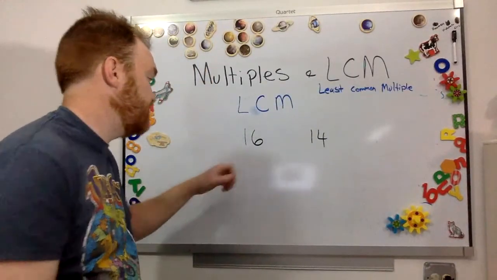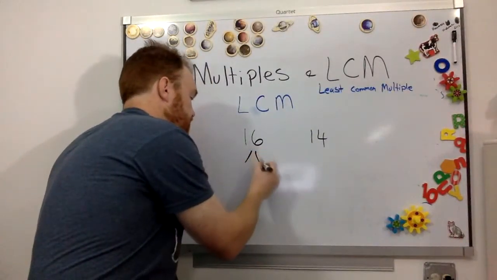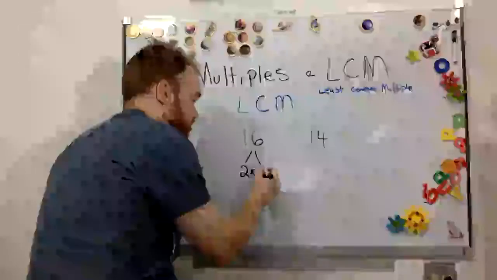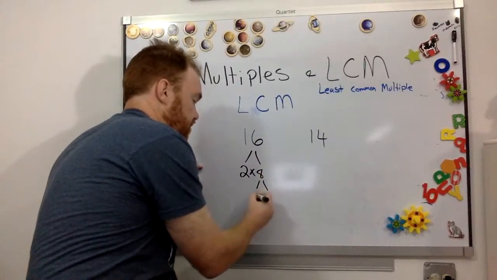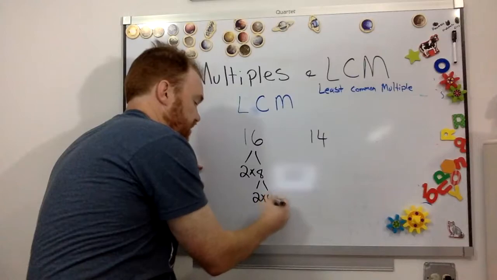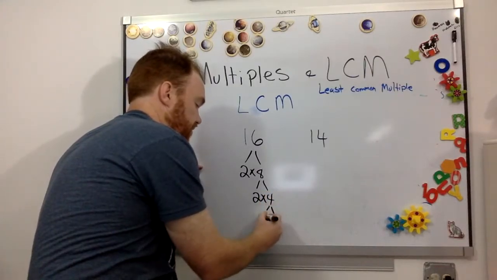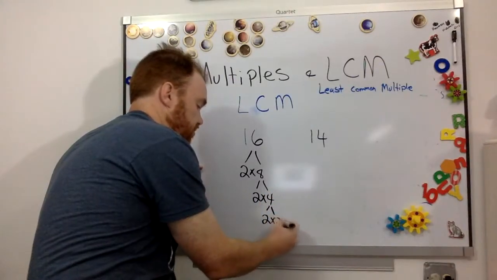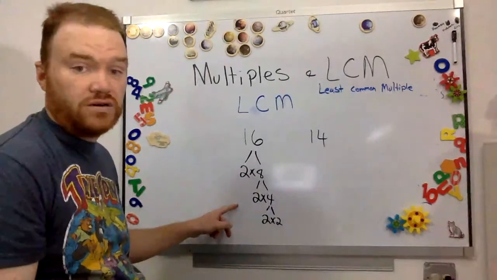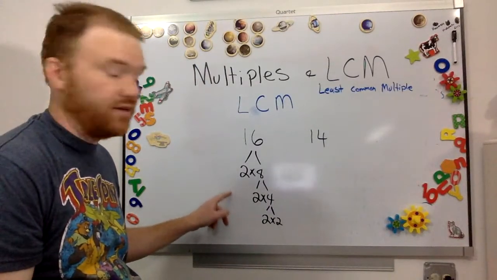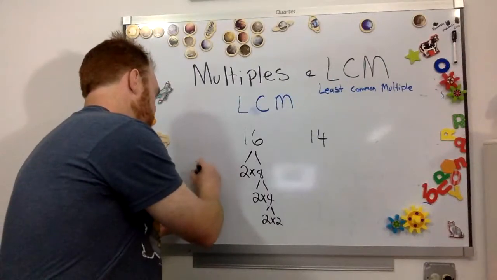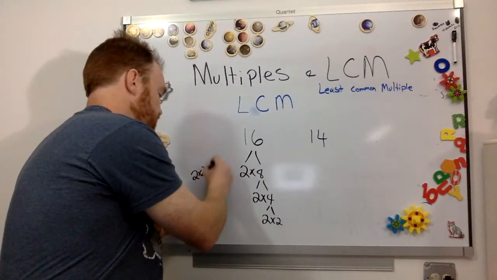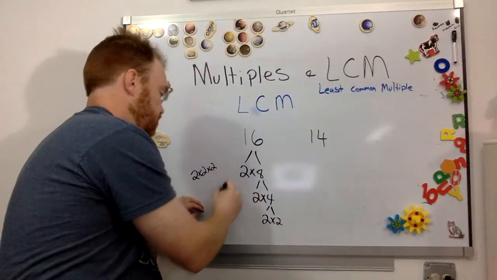Okay, so 16. I'm going to break 16 into 2 times 8. And then I'm going to break 8 into 2 times 4. And I'm going to break 4 into 2 times 2. So I get a lot of 2's here. Something tells me I'm going to end up with 2's. So my prime factorization is 2 times 2 times 2 times 2.